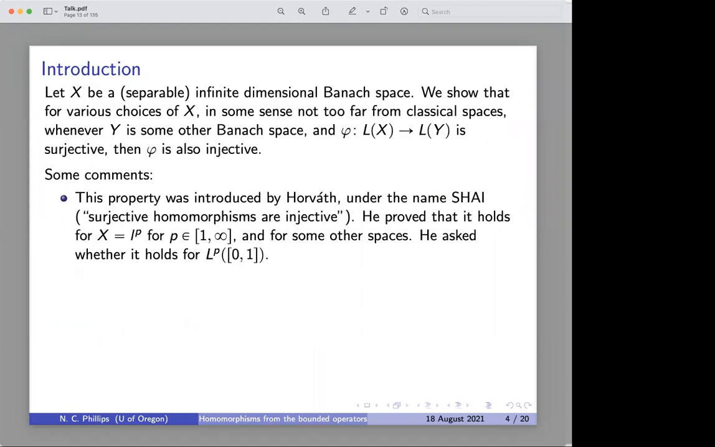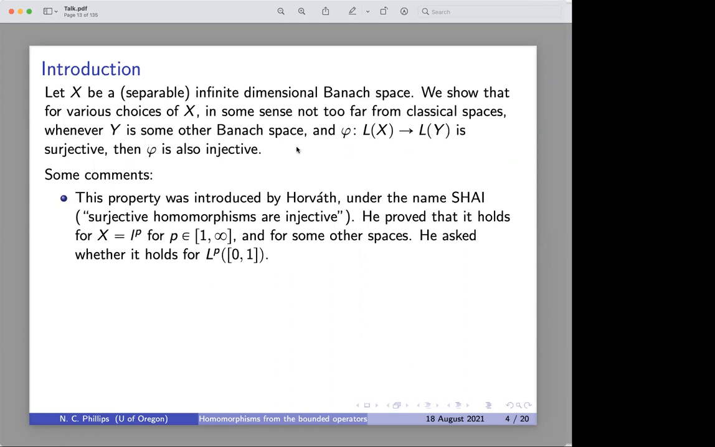So here's a bit more careful statement of what we're going to do. The idea is that for some choices of X, and some of these were already done, and we'll get some new ones, which are not too far from classical spaces. Whenever Y is some other Banach space, and you have a surjective homomorphism from bounded operators on X to bounded operators on Y, then it's also injective.